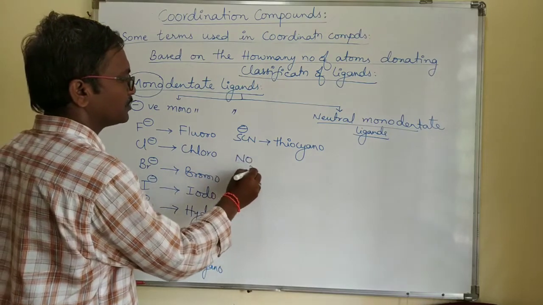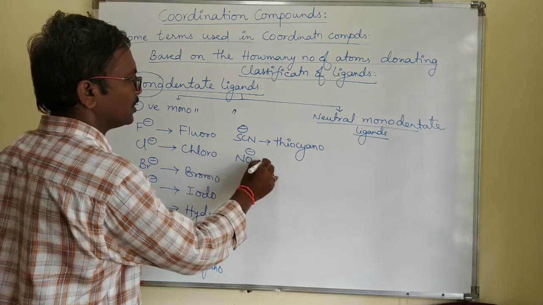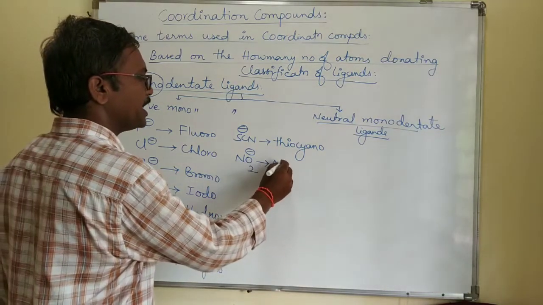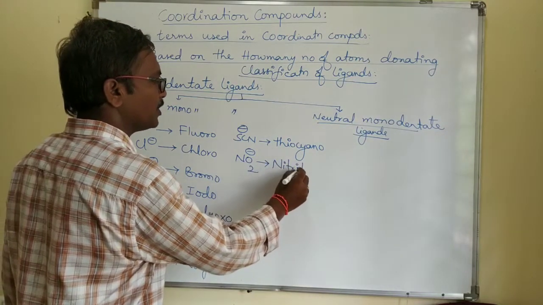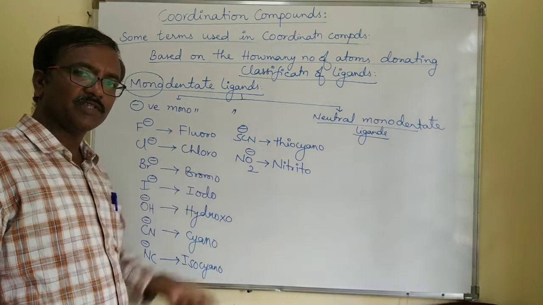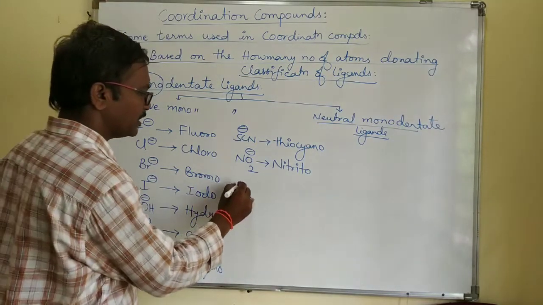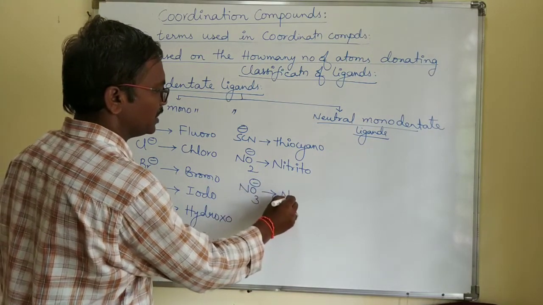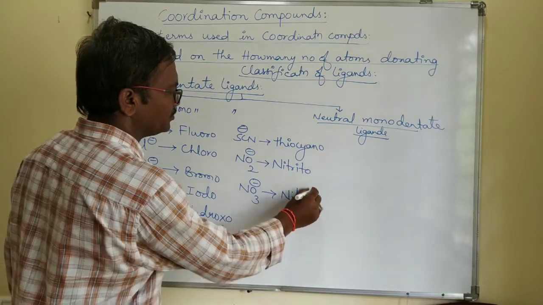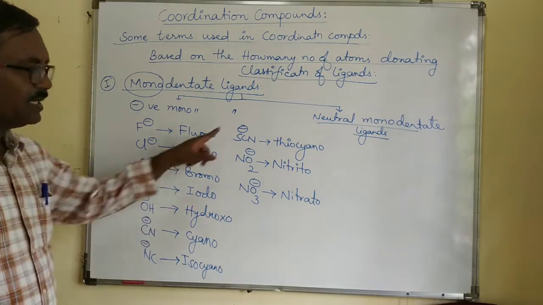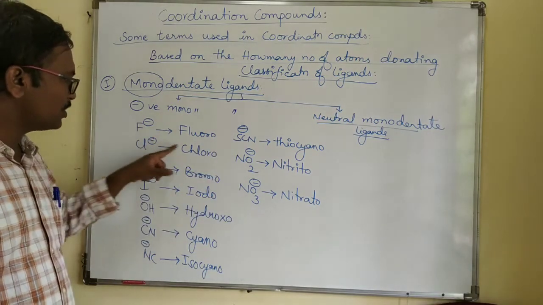NO2 minus, nitrito. NO2 is nitrite, NO3 is nitrate. NO3 minus, nitrato. So these are the negative ligands. Once again: fluoro, chloro, bromo.